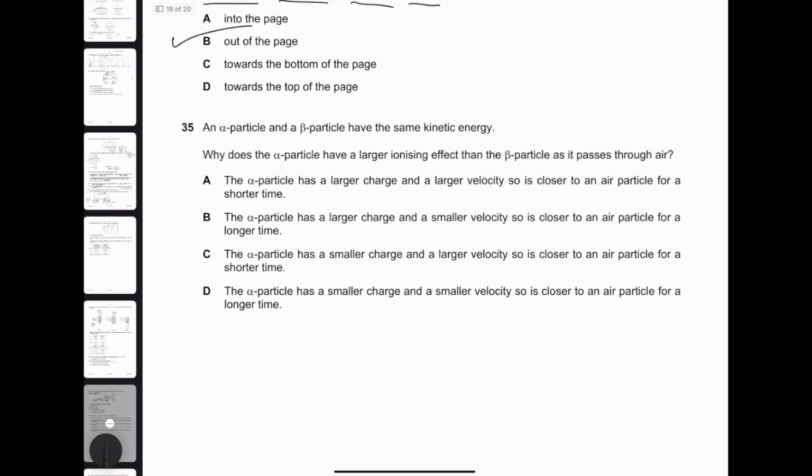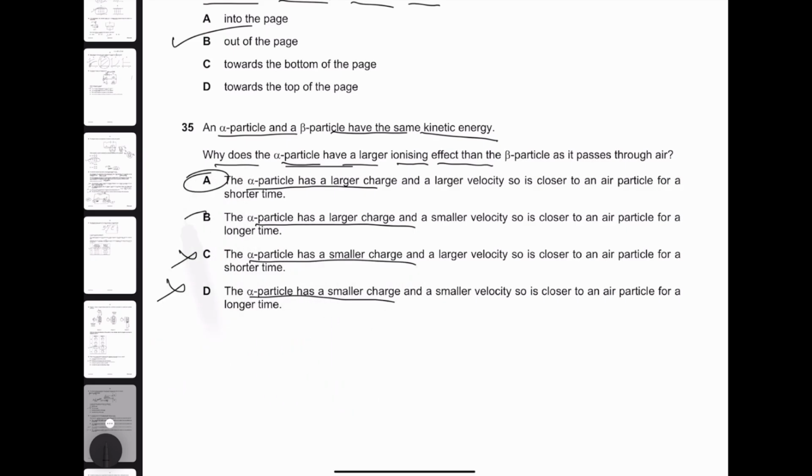An alpha particle and a beta particle have the same kinetic energy. Why does the alpha particle have more ionizing effect? First of all, the alpha particle has a larger charge. So alpha has a larger charge, alpha has a smaller charge, out. We need to decide between A and B. So the charge is the same here, and a larger velocity and a smaller velocity.